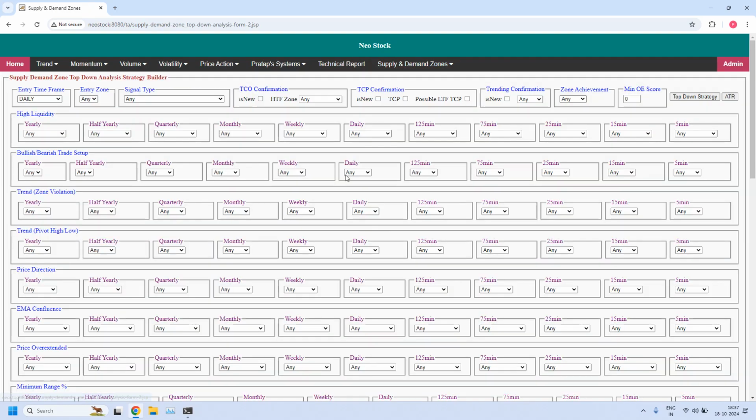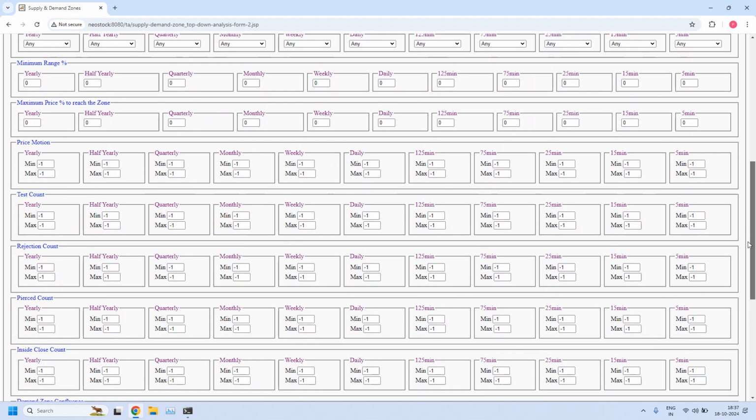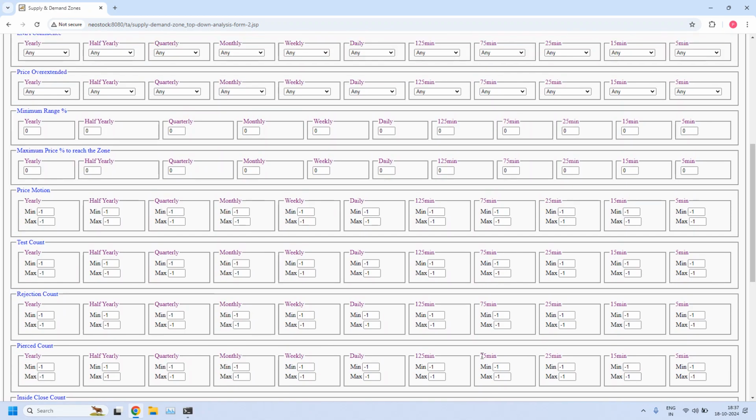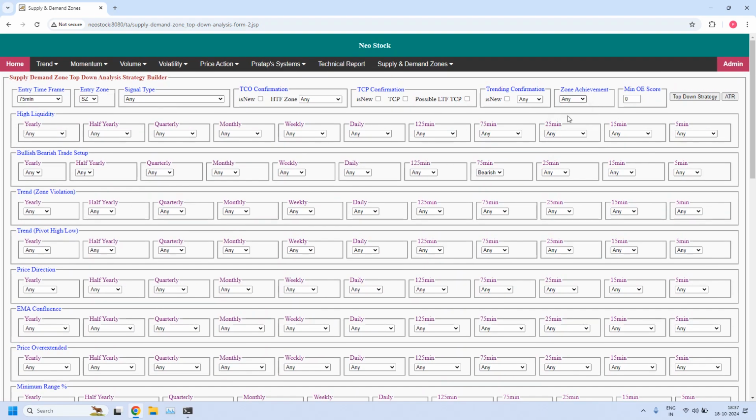Next, let us look for bearish trade setup for weekly income trade. Entry time frame 75 minutes. Entry zone should be supply zone. In bullish or bearish trade setup at 75 minutes time frame, I am selecting bearish, and this 75 minute supply zone should not be pierced. So in the pierced count at 75 minutes time frame, I am setting minimum value 0, maximum value 0, zone achievement violated opposing zone, minimum odd enhancer score is 12, and all the 3 filters are applied to 75 minute supply zone. Now let's verify.